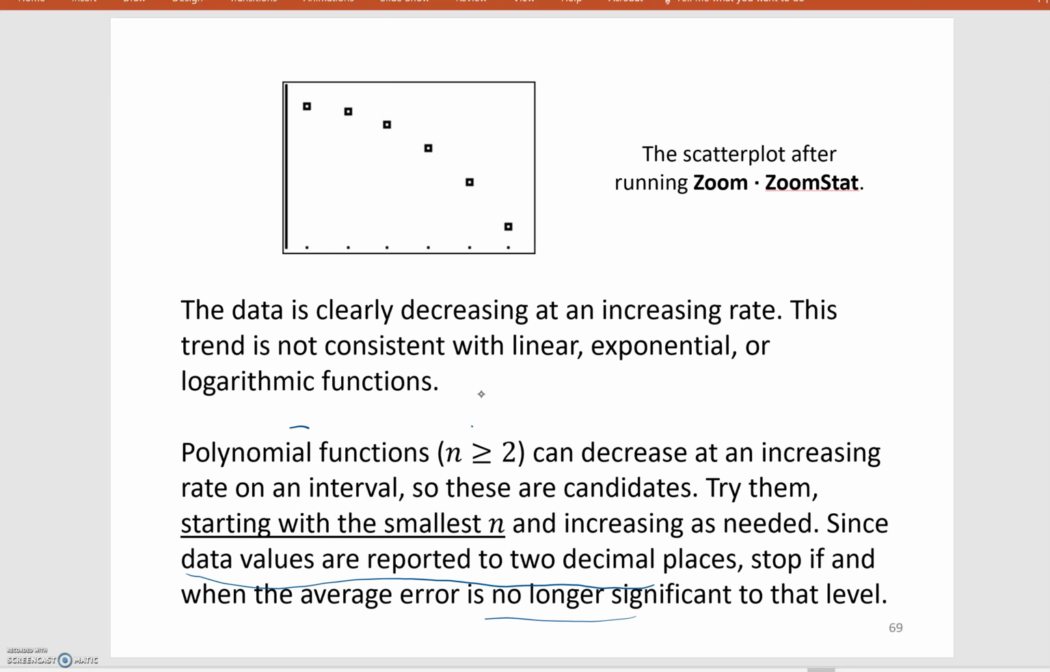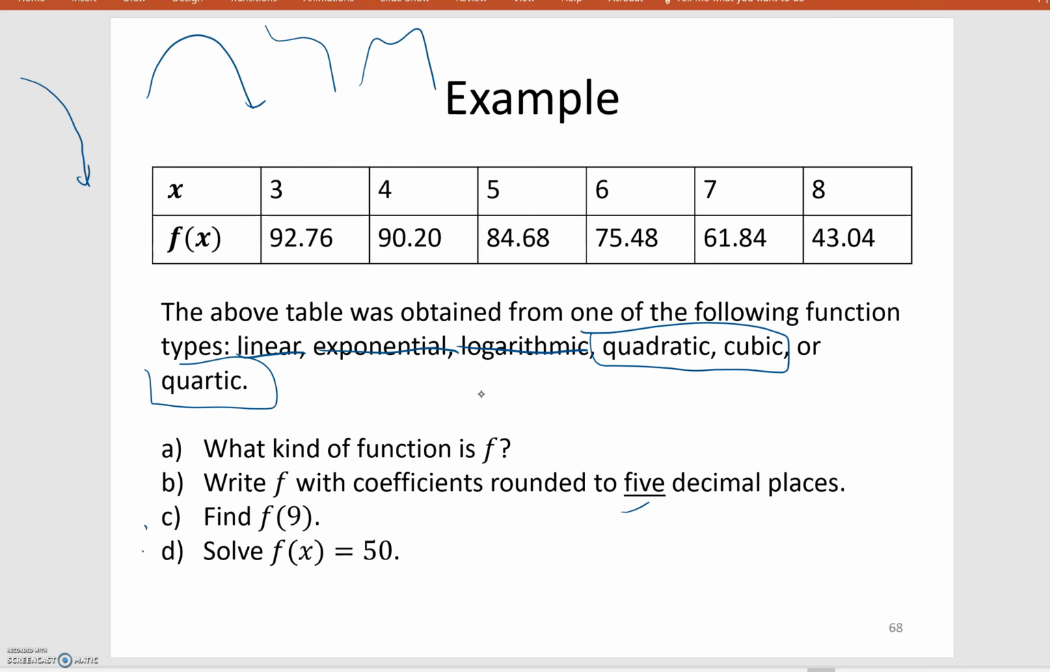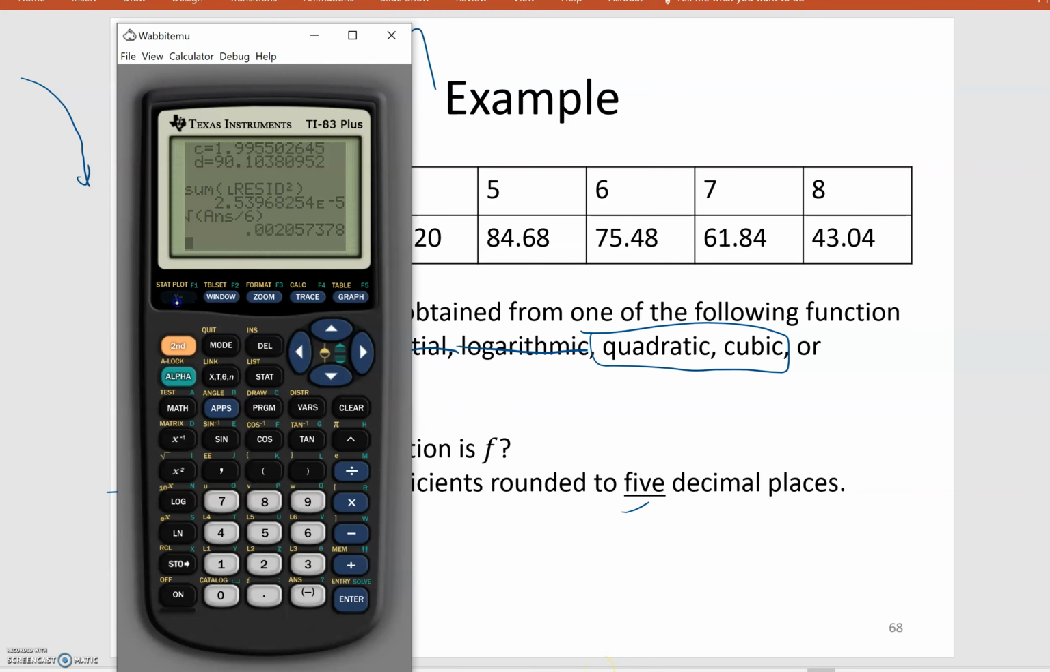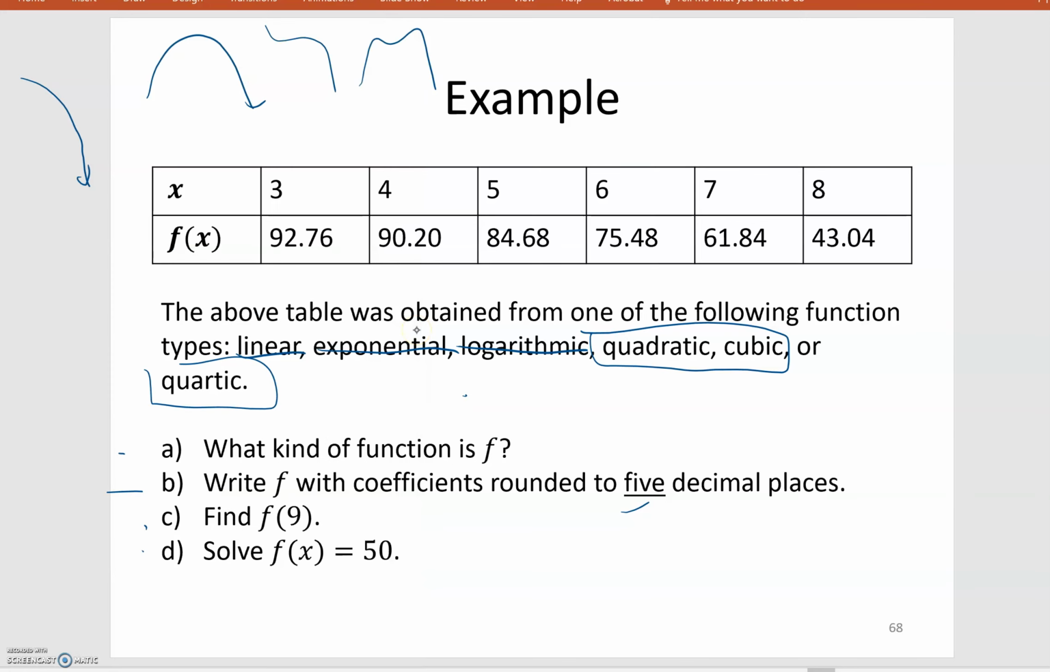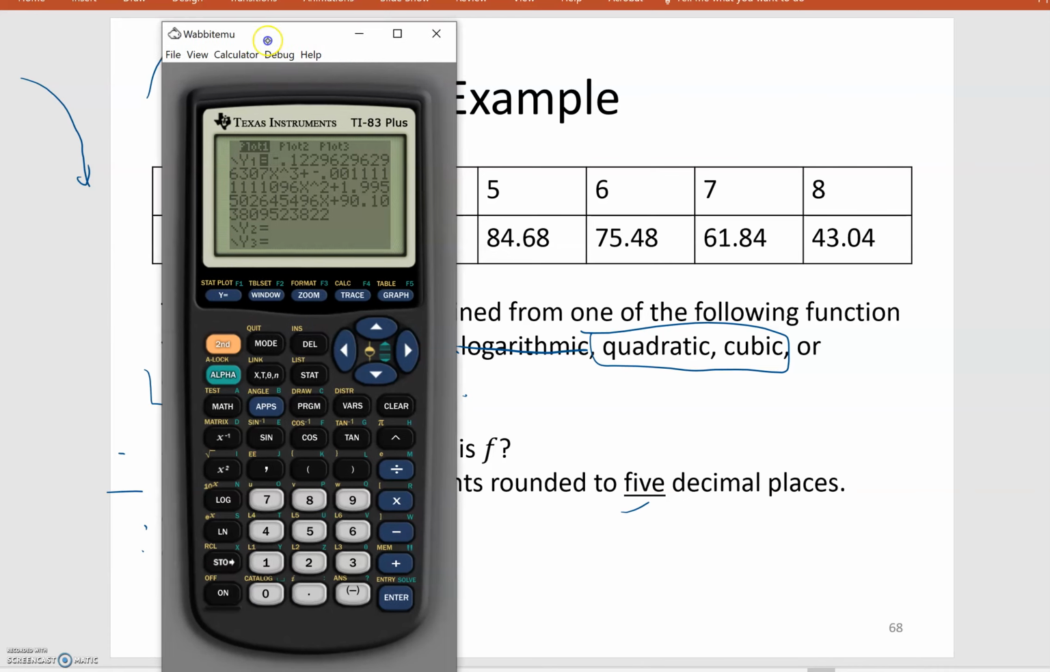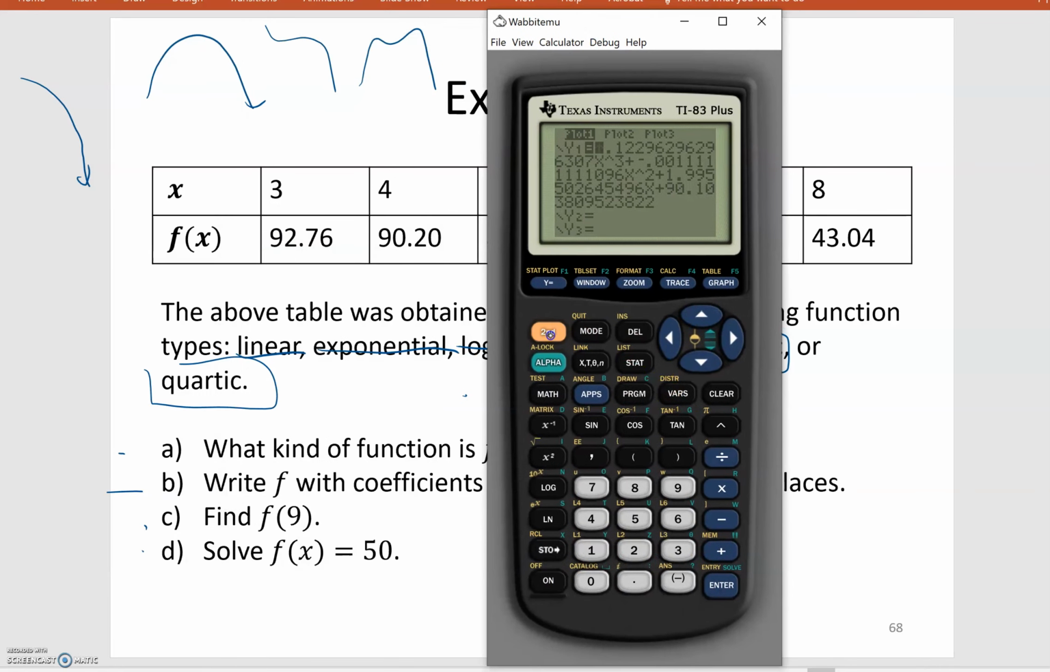Oh, and I guess we have other questions to answer, don't we? All right, so we've decided it's cubic, and I guess we just found f. We found our coefficients. If you actually wanted to report this on a test, you'd have to go through here and round each of these to 5 decimal places, and be careful because it's a lot of numbers to deal with. But now to find f of 9, no problem. That's just evaluating the function. So we go to vars, yvars, function y1 of 9, and that's our value, 18.33.